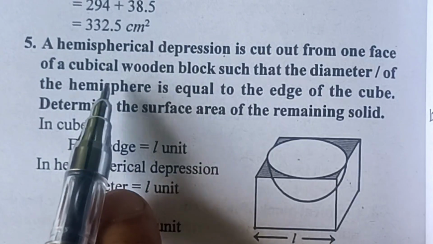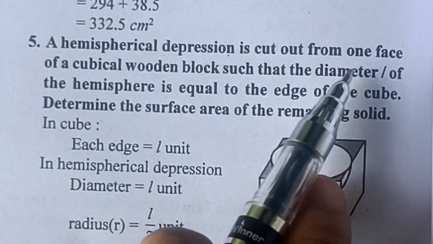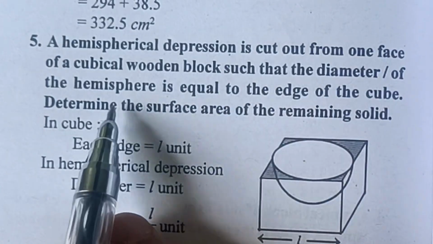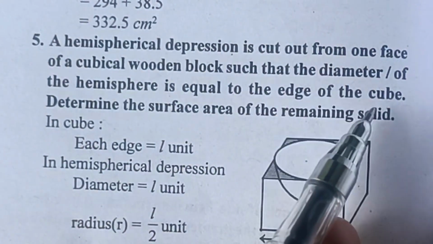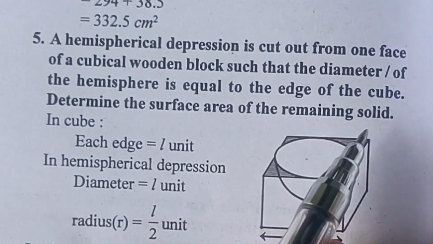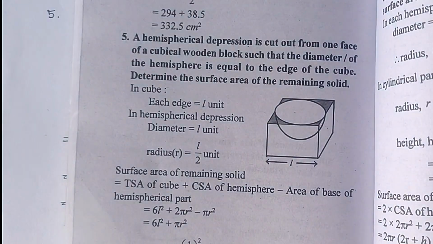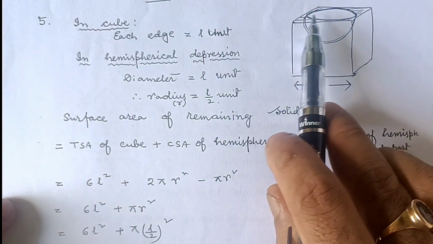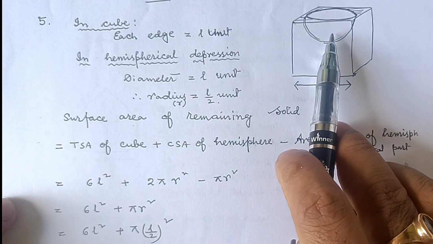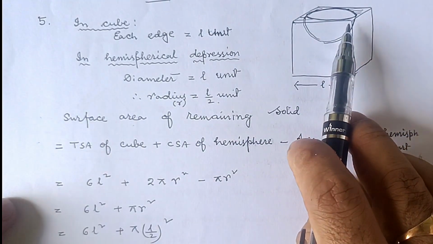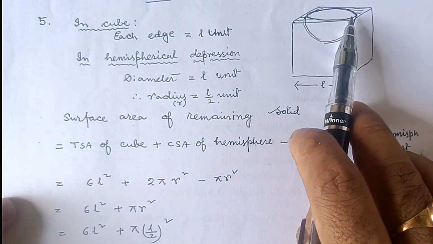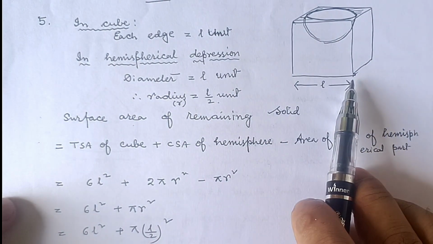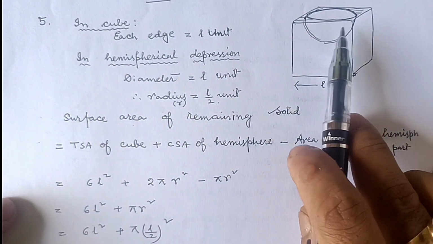Question number 5. A hemispherical depression is cut out from one face of a cubical wooden block such that the diameter of the hemisphere is equal to the edge of the cube. Determine the surface area of the remaining solid. Here it is given that a hemispherical depression is cut out from one face of a cubical wooden block such that diameter of the hemisphere is equal to the edge of the cube. We have to find the surface area of the remaining solid.